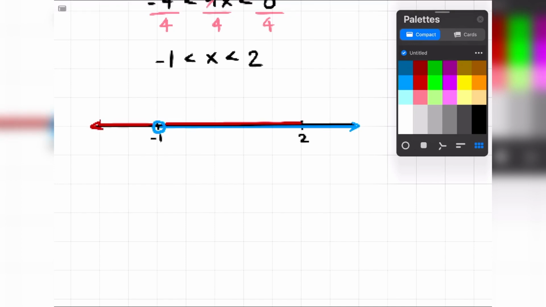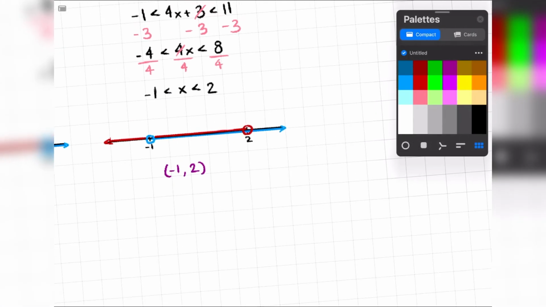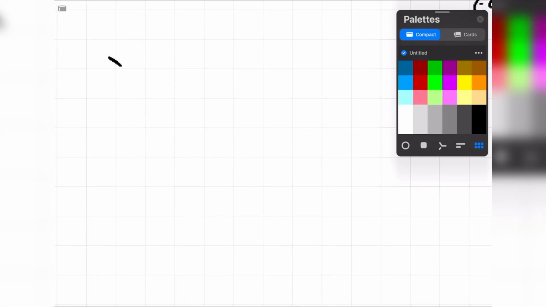So we can draw that like that. Then we have open circles on both ends, and the only ones that satisfy it are everything in the middle, which would be parentheses -1 and then 2 parentheses. There's your answer.